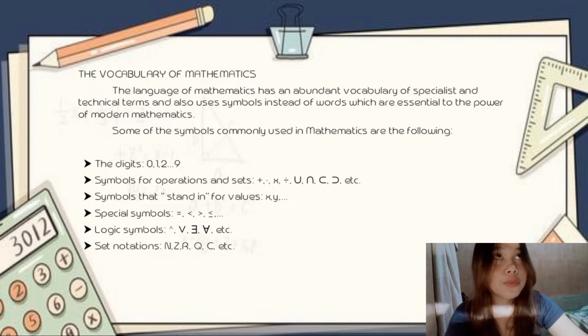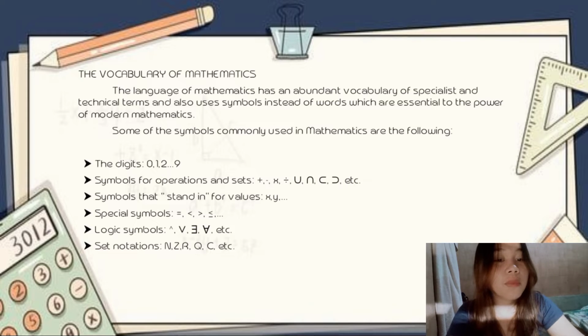So, human language has a vocabulary. Also, mathematics has a vocabulary. The language of mathematics has an abundant vocabulary of specialist and technical terms and also uses symbols instead of words, which are essential to the power of modern mathematics. So in human language, we use words, while here in mathematics, they usually use symbols.